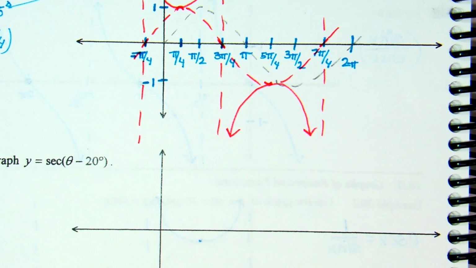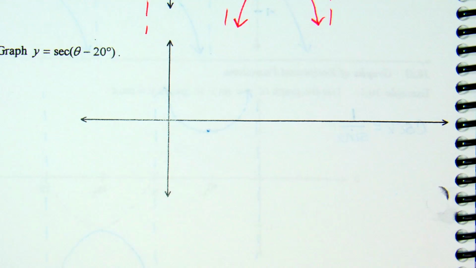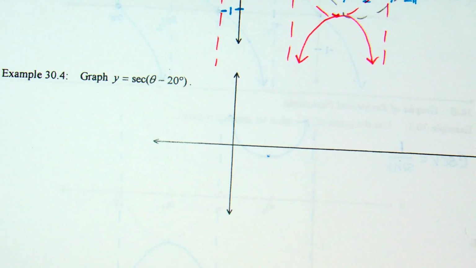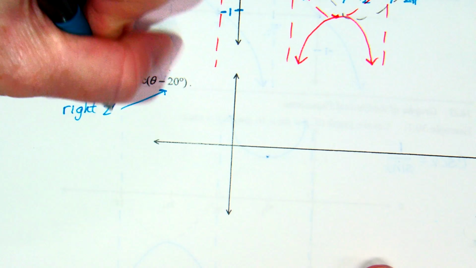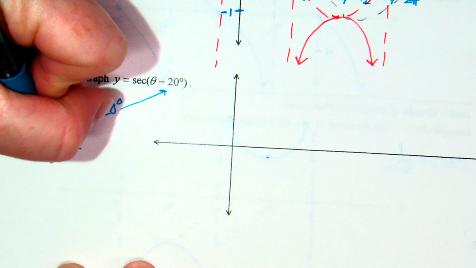Okay, guys, sample 4, you ready? I can still get you some work time. We can do this. Okay, what can you tell me about secant of theta minus 20? Right 20. Okay, right 20 degrees, and it is the reciprocal of cosine.